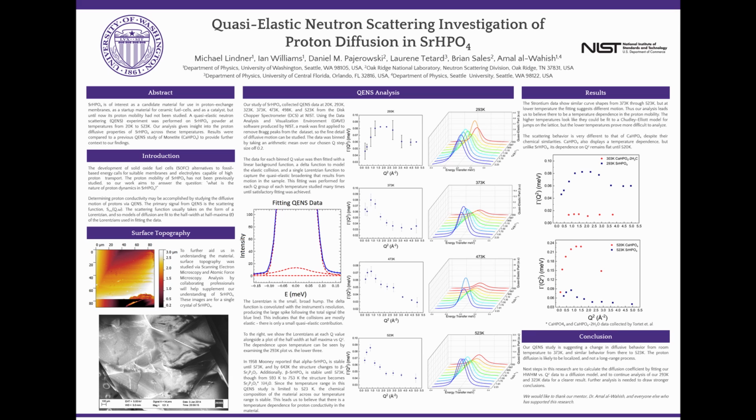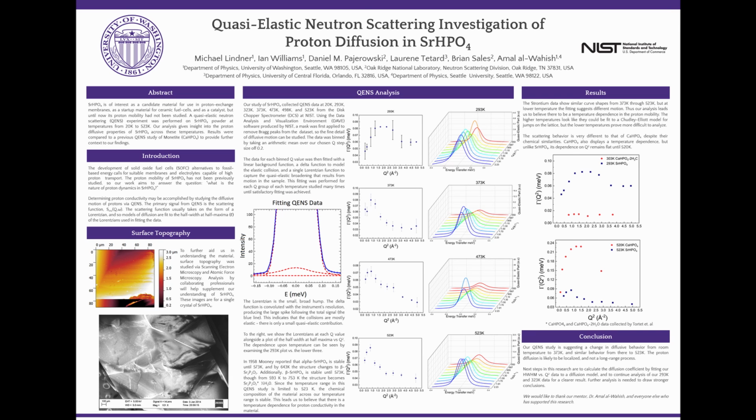SrHPO4 is a member of the alkaline earth phosphate family, which are candidate solid electrolytes for proton-conducting solid oxide fuel cells. The development of solid oxide fuel cell alternatives to fossil fuel-based energy calls for suitable materials capable of high proton transport at temperatures below 773 Kelvin. Strontium hydrogen phosphate could fill this role, but its proton mobility has not previously been reported.